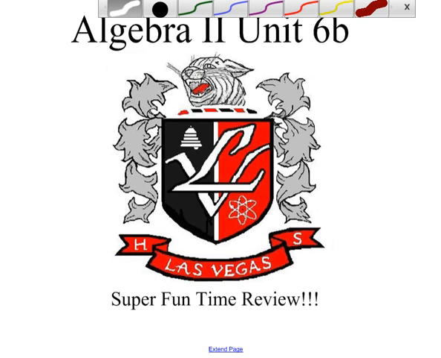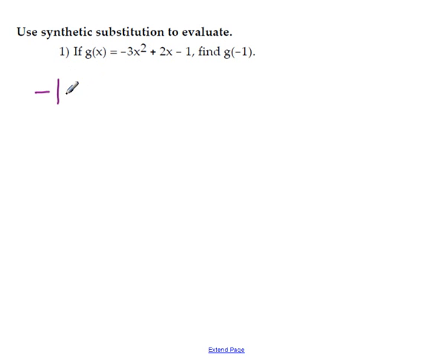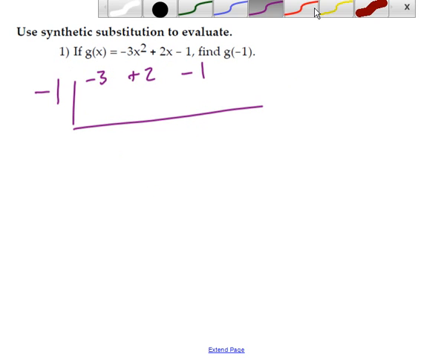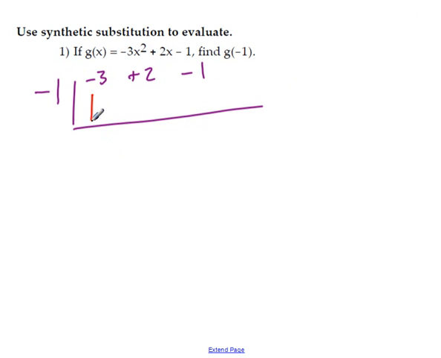Unit 6b. Some of the time I'm going to glance over some things. As long as you get this synthetic substitution process, you should be able to do almost the entire test. Then if you remember how to factor, well goodness, you're ready to go.